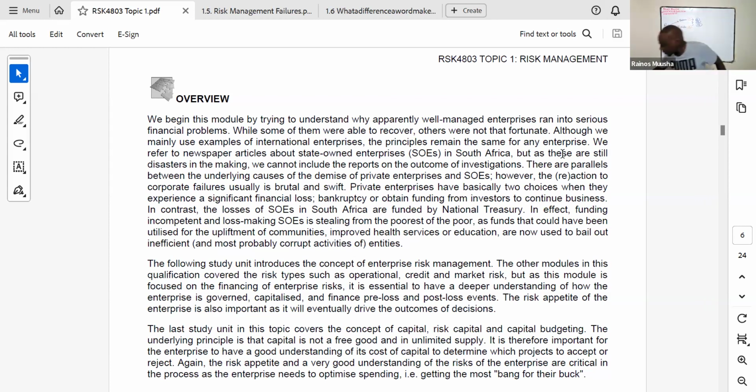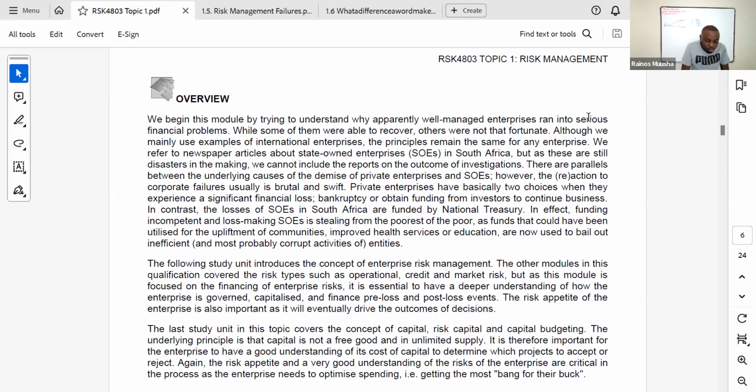And looking at study unit 1, the lecturer states that we will begin this module by trying to understand why apparently well-managed enterprises ran into serious financial problems. While some of them were able to recover, others were not that fortunate.